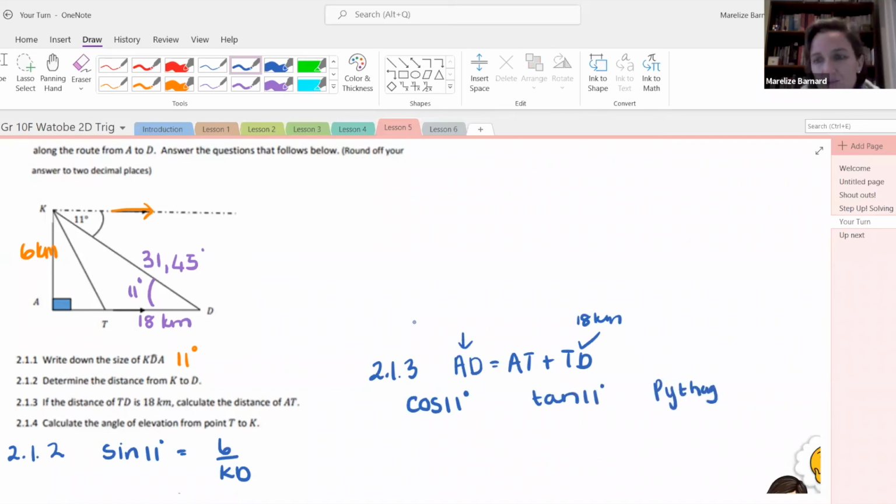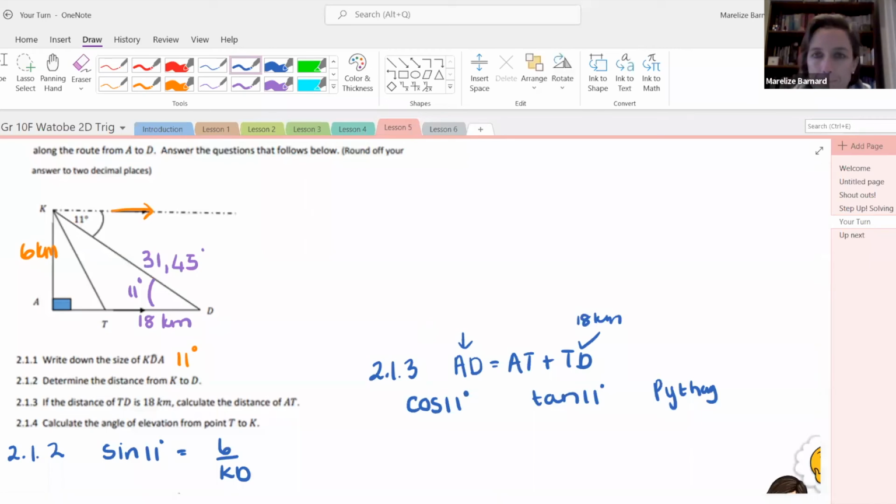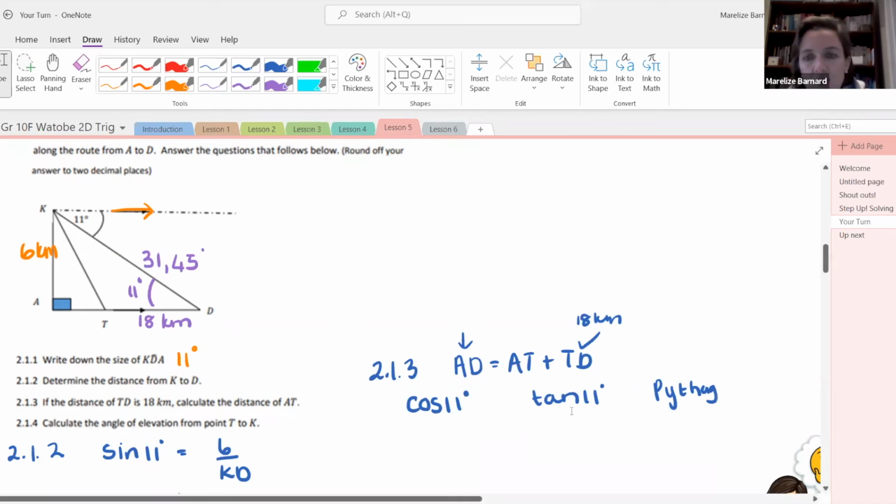So now I want you to choose a way and solve for side AD using any one of those 3 ways. Yeah, choose your own way and then go for it. Solve for AD. You can use Pythagoras, you can use cos of 11 degrees, or you can use tan of 11 degrees. It's up to you. And once you are ready, post your answer in the chat.